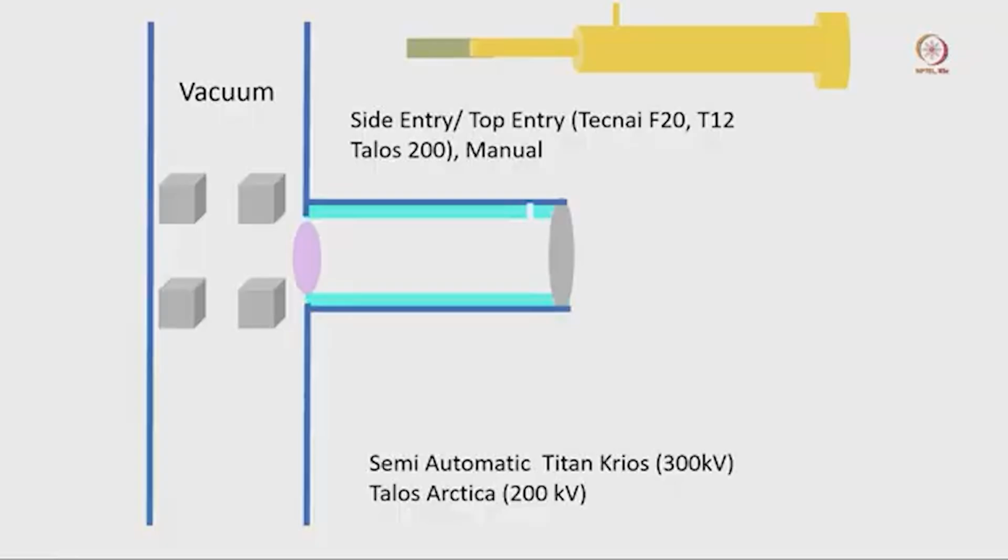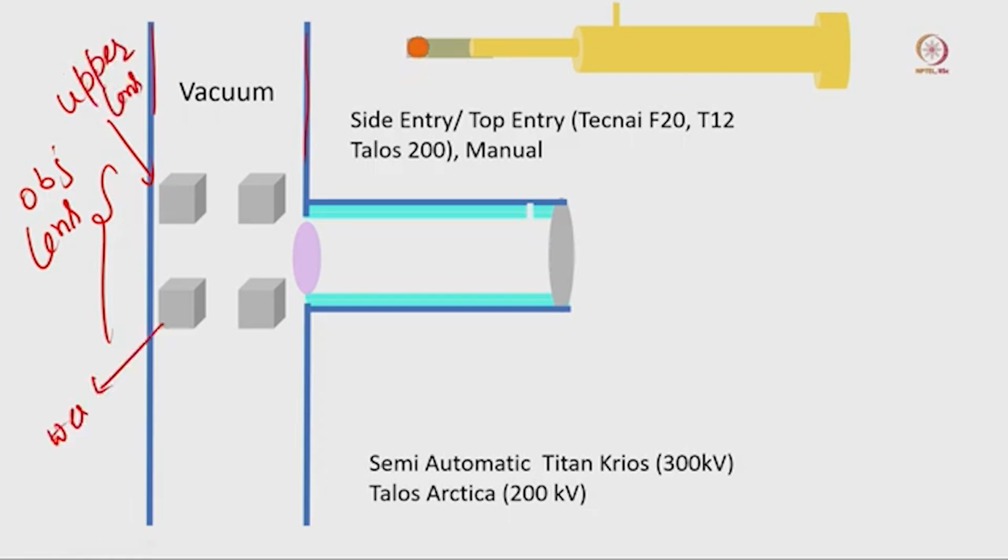Here, this is our column. This is our objective lens system that we already discussed. We have discussed the objective lens a couple of times: it has an upper objective lens, and a lower objective lens. So this is our lower objective lens.